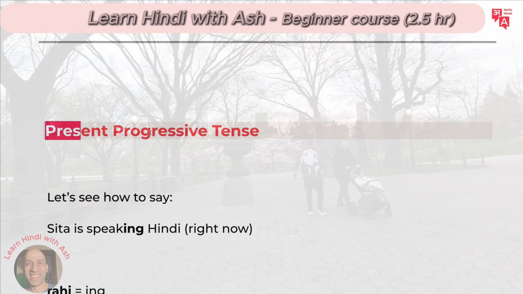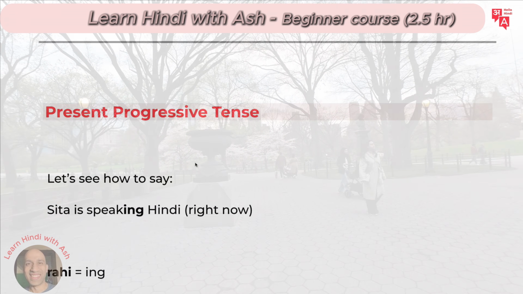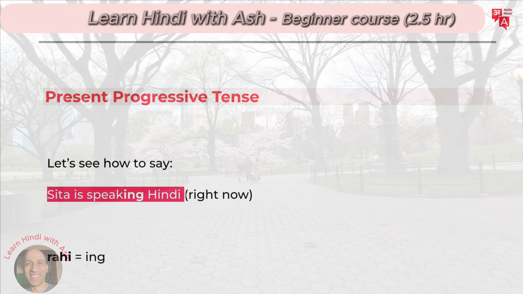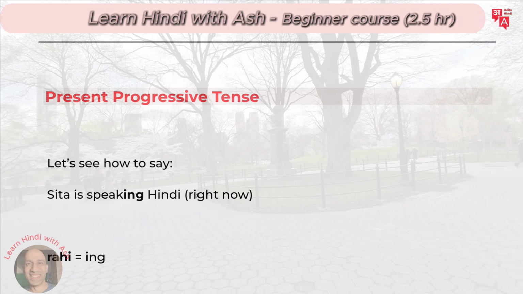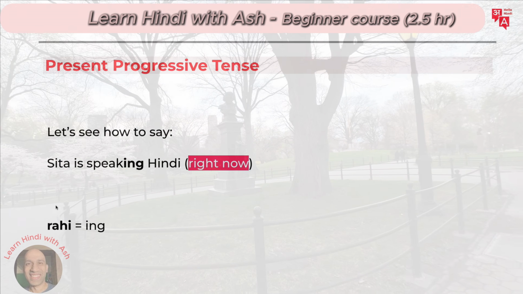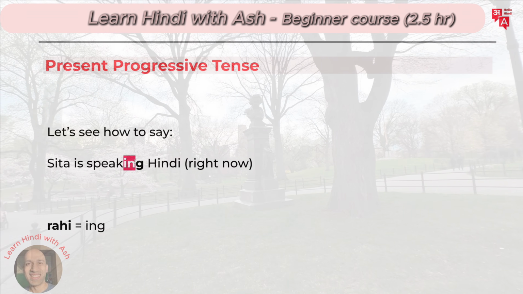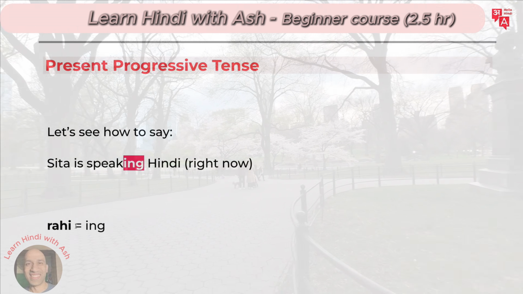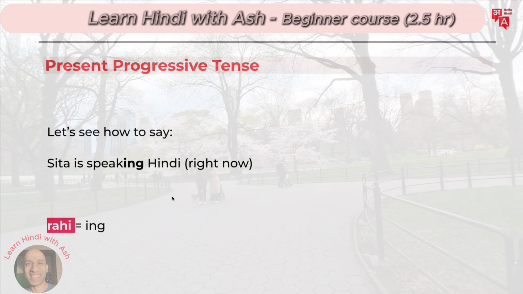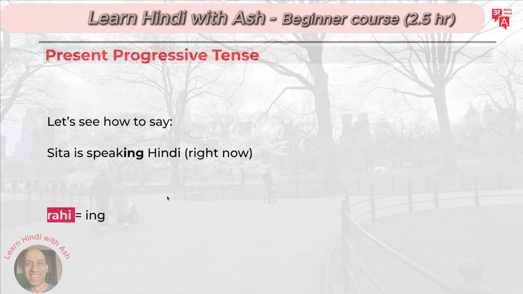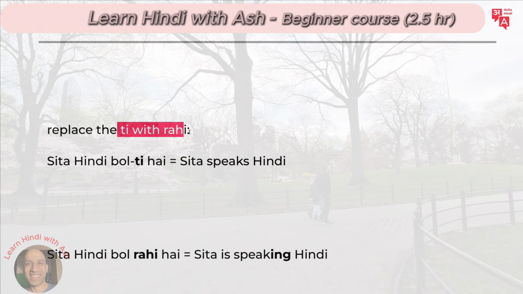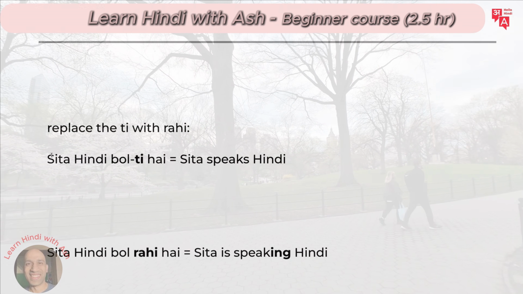So let's now start doing the present progressive tense. Let's see how to say Sita is speaking Hindi. Note that earlier we said speaks, now we're doing speaking, which means she's doing it right now, right? So how do you say this? This ing part, right, in Hindi the equivalent is rahi. Rahi. Okay. So how do you say it now? You replace the ti with the rahi. So remember how you said this earlier.